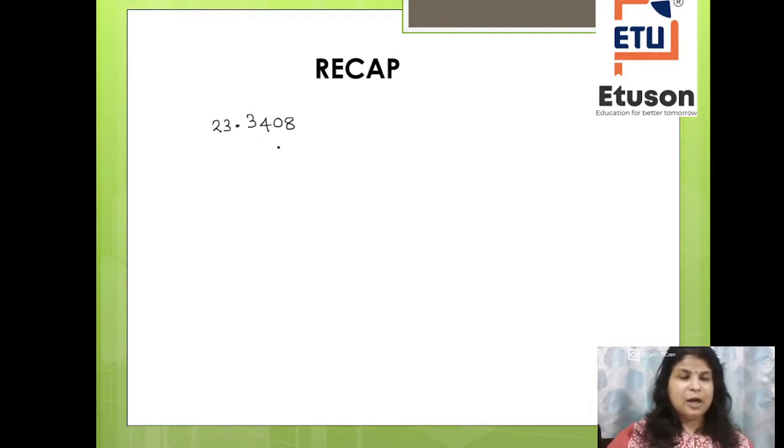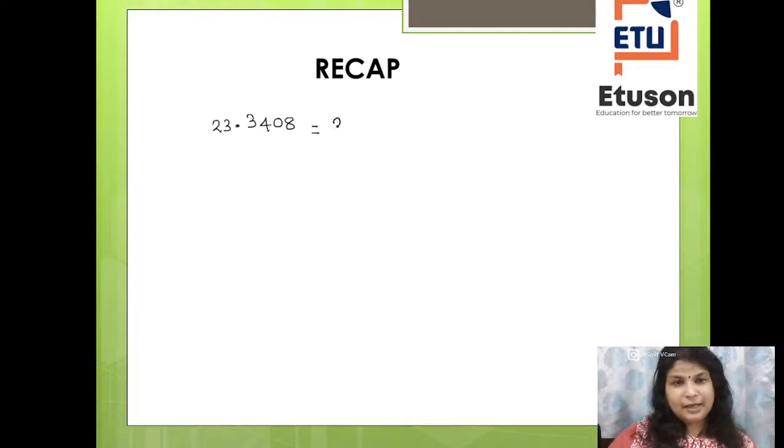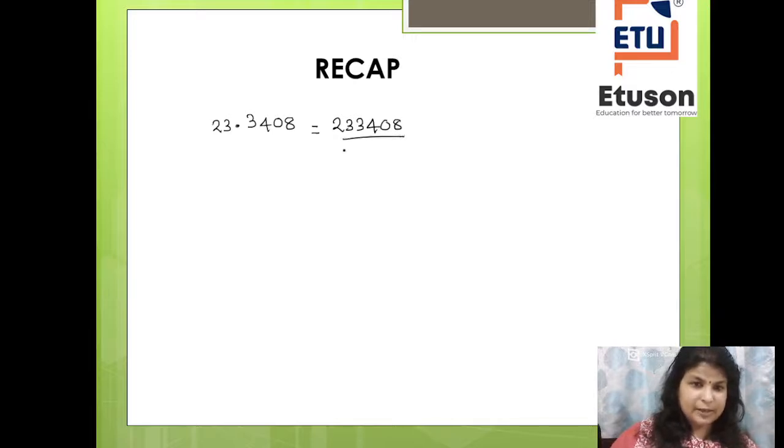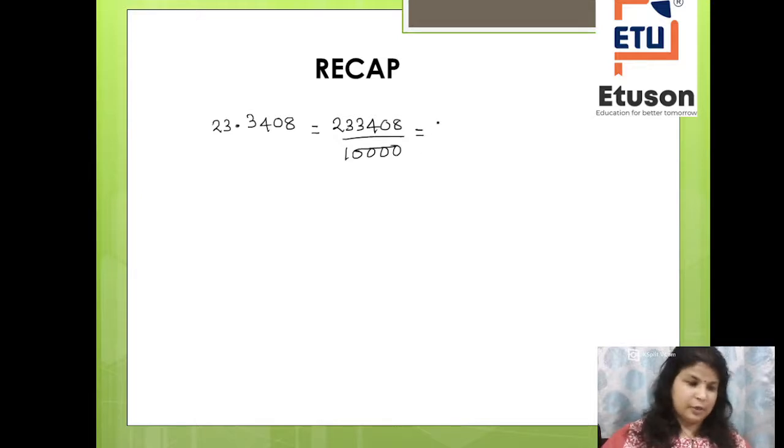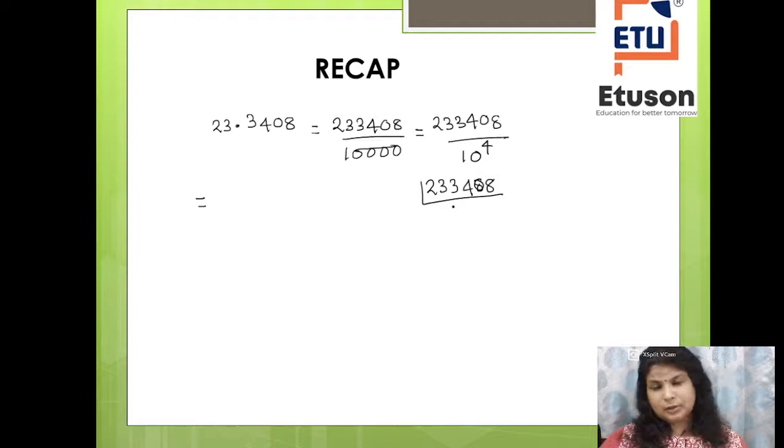How many numbers do you have after the decimal point? So you have 4 numbers. So what I will write? 233408 divided by 10 to the power 4, right? So 233408 divided by 10 to the power 4. So now what I will do, because it's a bigger number, let us find out the factors of this number.